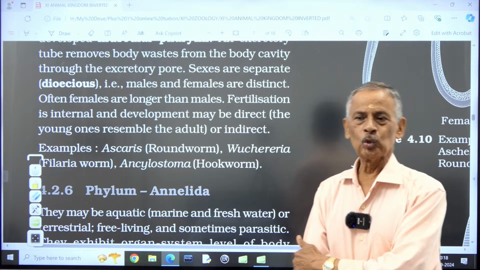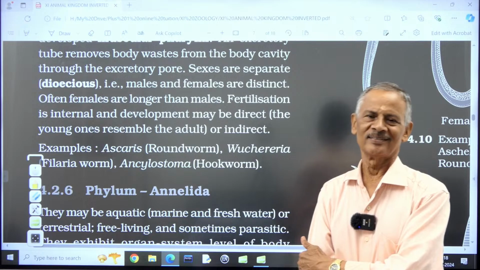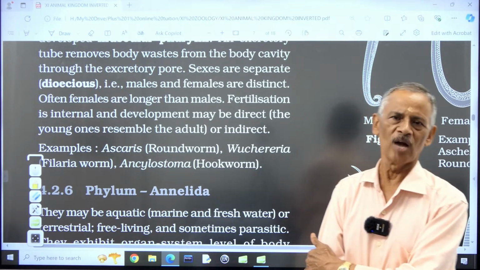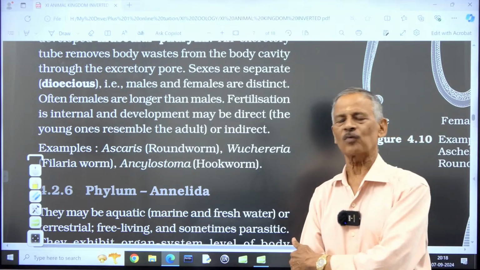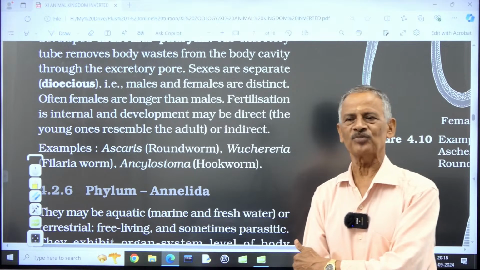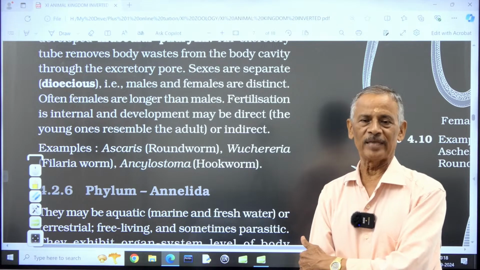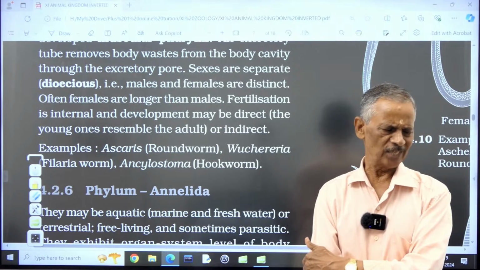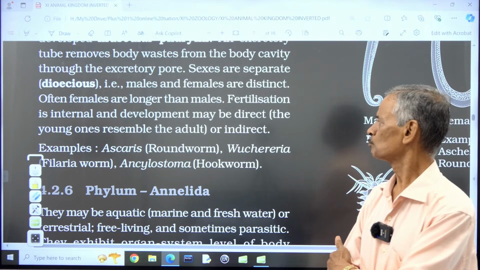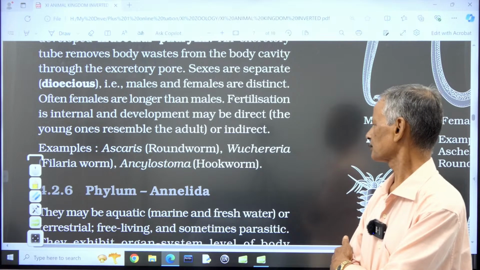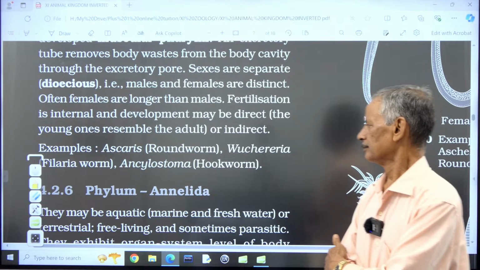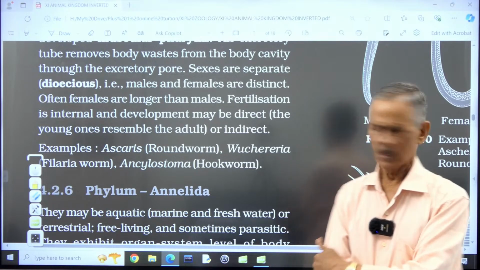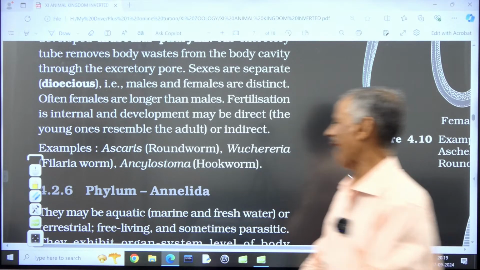So, two very unique triploblastic phyla we just completed. These are all worms, one roundworm, the other one flatworm. Flatworms are acoelomates, whereas roundworms are pseudocoelomates. Any doubt? Anybody? Now we pass on to Annelida.